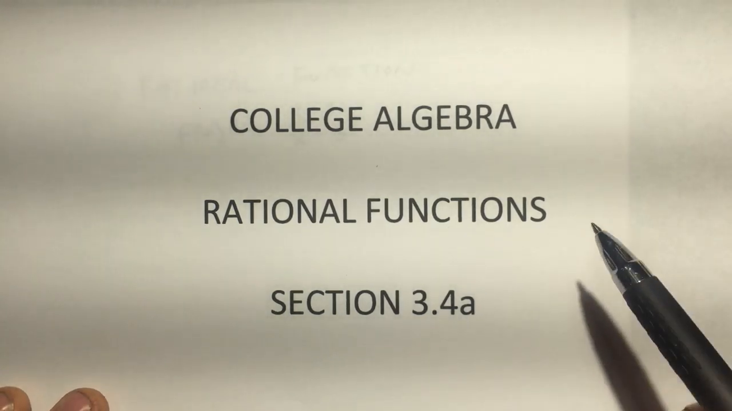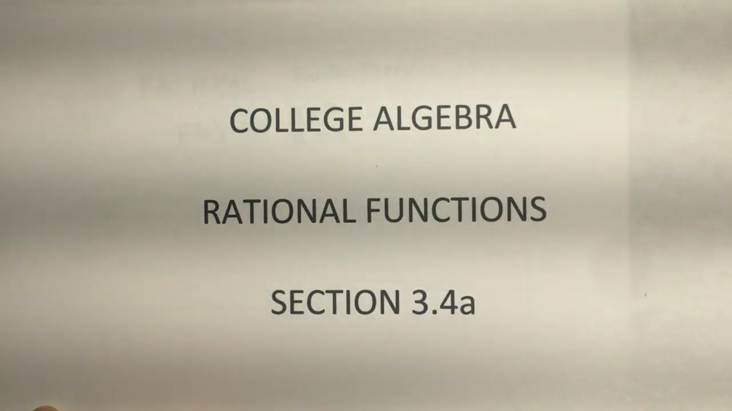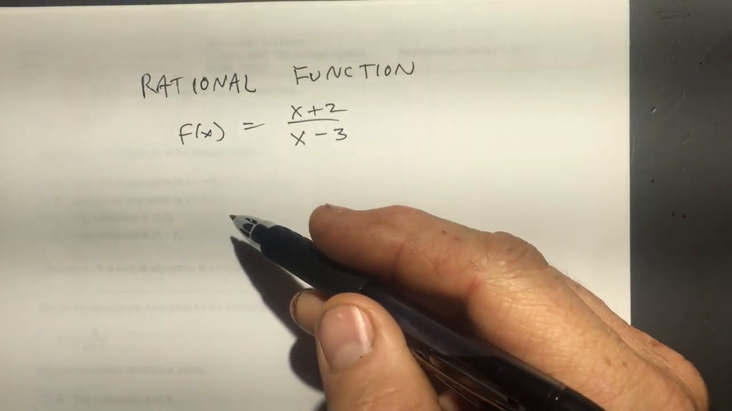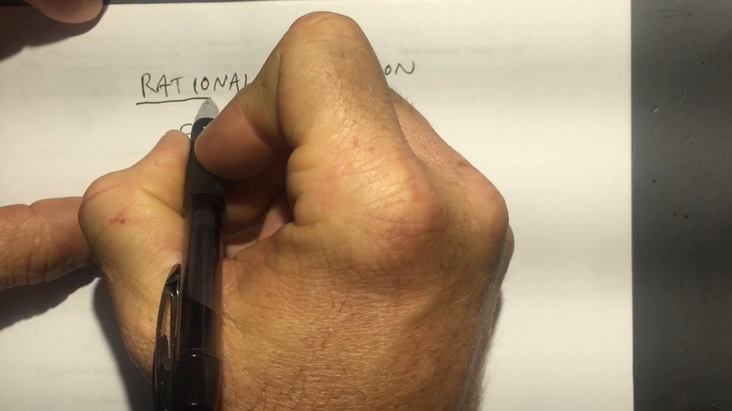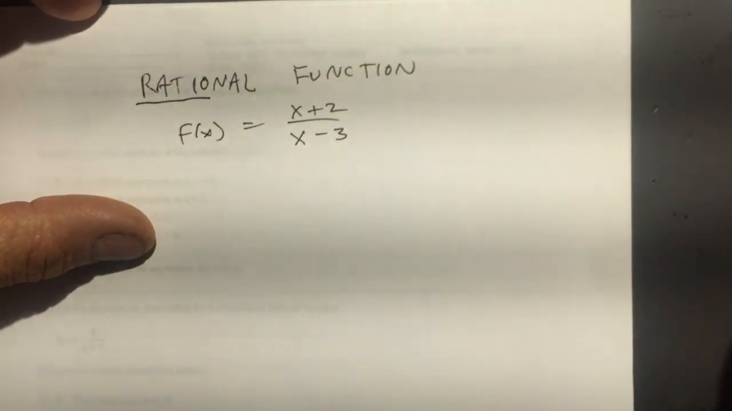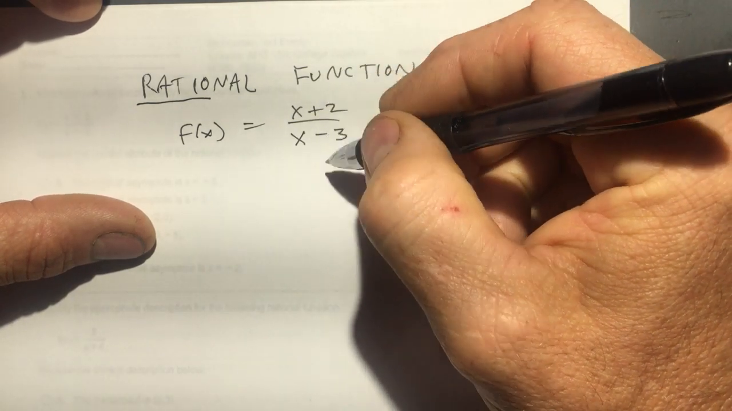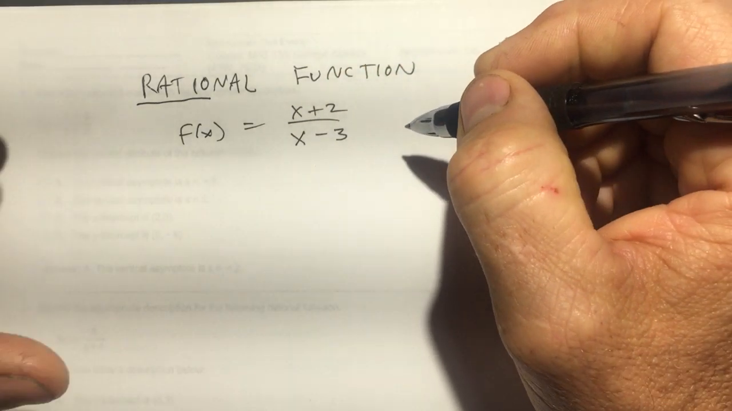All right, college algebra, we're in rational functions today, section 3.4a. All right, this is a rational function right here. Rational has a root word, which is ratio, and ratio is when you compare two numbers by division. With rational functions, we're doing division, and we have an expression divided by an expression.